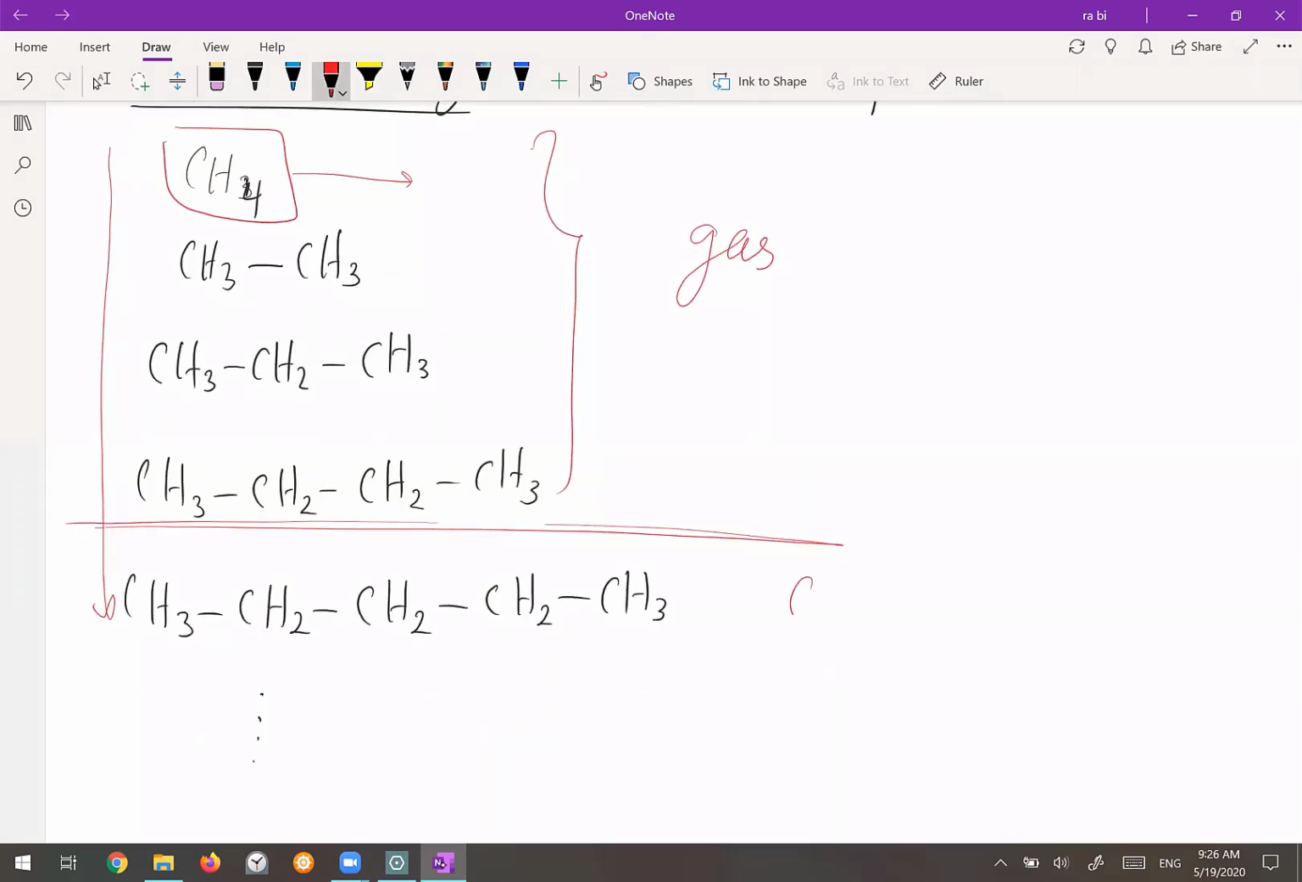But for C5H12 and upward, the London dispersion force is increasing. Their boiling point is higher than the previous hydrocarbons, so they are liquid at room temperature. And when the number of carbons becomes very big, the hydrocarbons become solid.